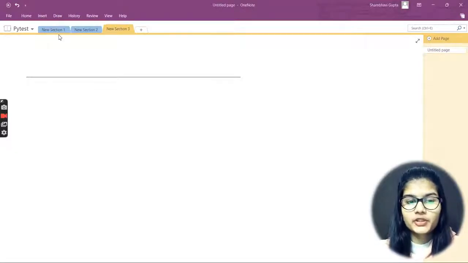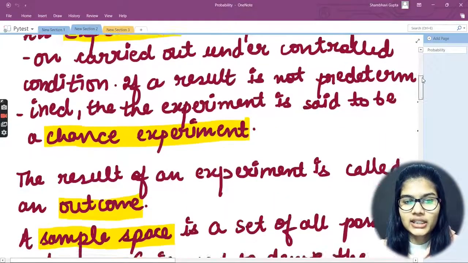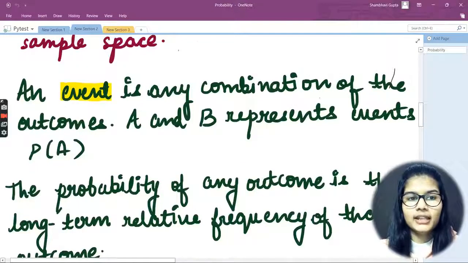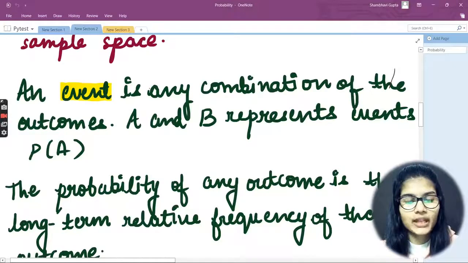In the previous video we discussed different terminologies and some rules. Now I'll be taking you through the different types of events. But before that, let me quickly let you know what an event actually is, because we did cover this in our previous videos. An event is any combination of outcomes. Whatever the outcomes are, a combination of all those outcomes forms an event. How do we denote events? Events are always denoted using uppercase characters.